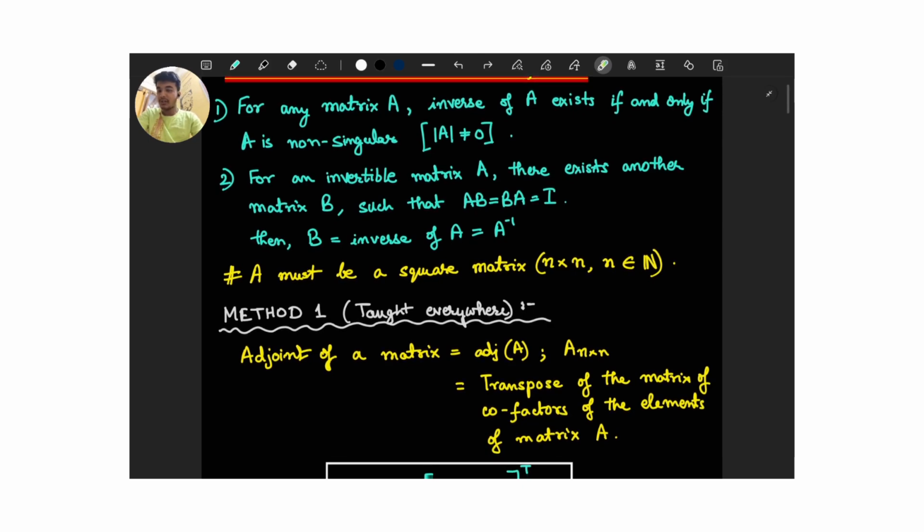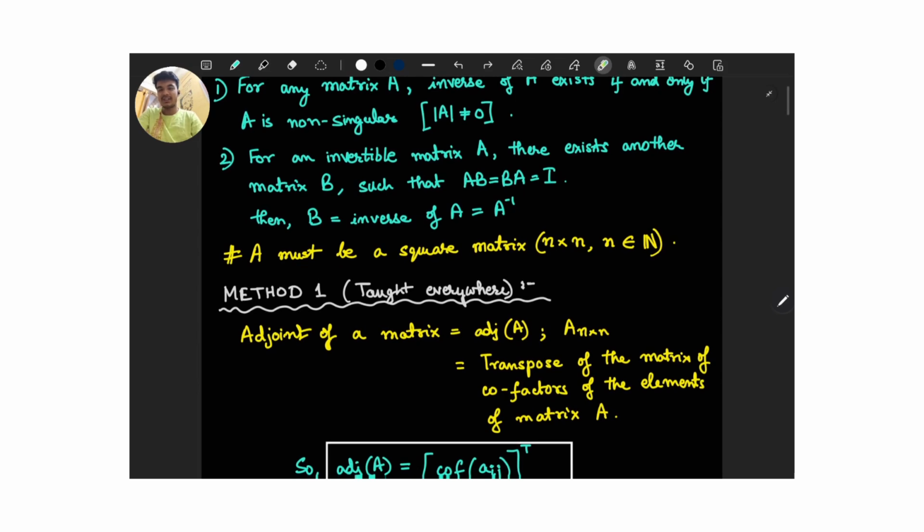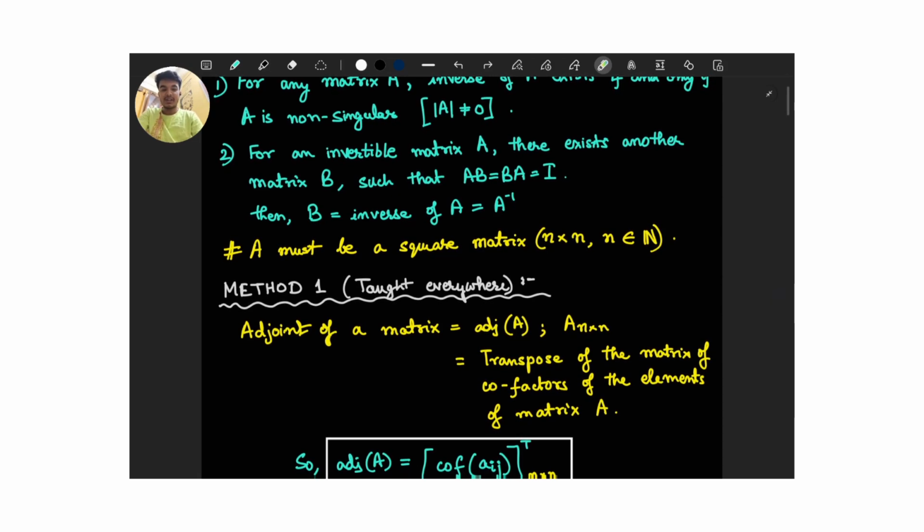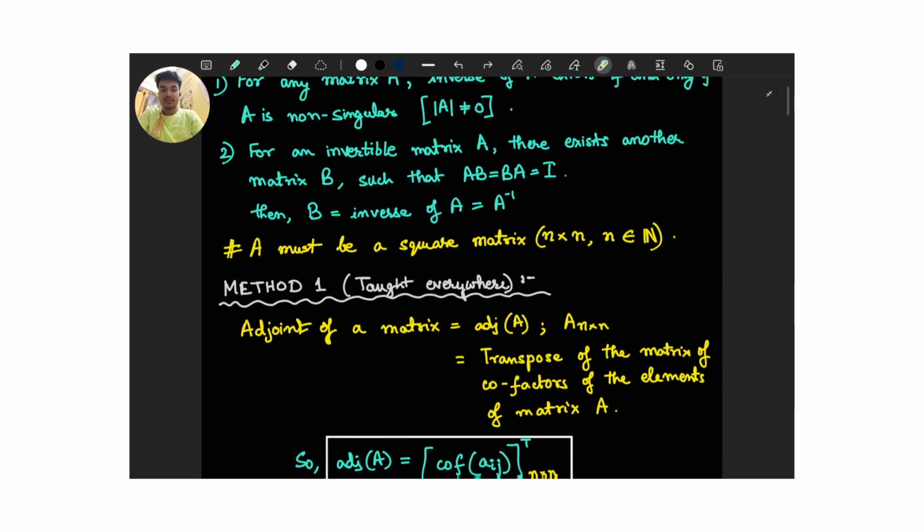The second point says for any invertible matrix A, there exists another matrix B such that the product AB must be equal to the product BA, and it should be equal to the identity matrix of that same order. In such a case, we can say B is the inverse of A, and it is denoted by A inverse. A very necessary criterion is also that A must be a square matrix. You can essentially guess that from the fact that we only define determinants for square matrices.